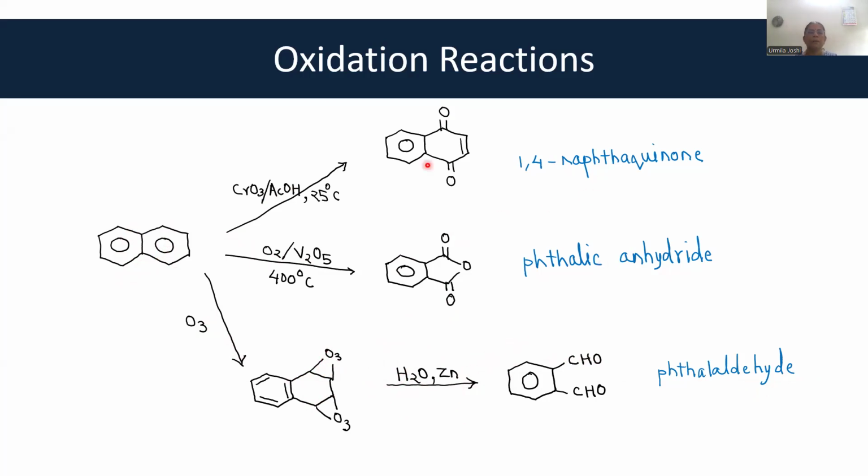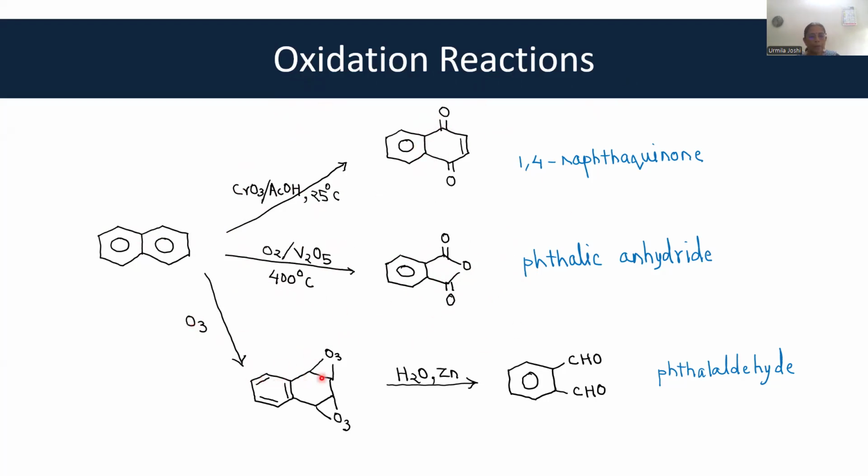Now, remember, this is a very frequently asked question in the examination. Complete the following reactions. Either they will give naphthalene and the reagents and will tell you to write the structure of the product, or they will give naphthalene, the structure of the product, and will tell you to write the reagents, or a short note of 3 marks on oxidation reactions of naphthalene. Okay, in such cases, it is absolutely necessary that you know all these structures.